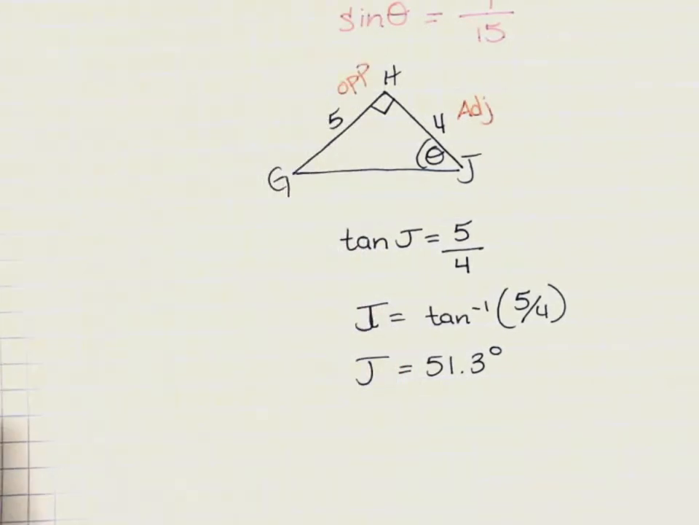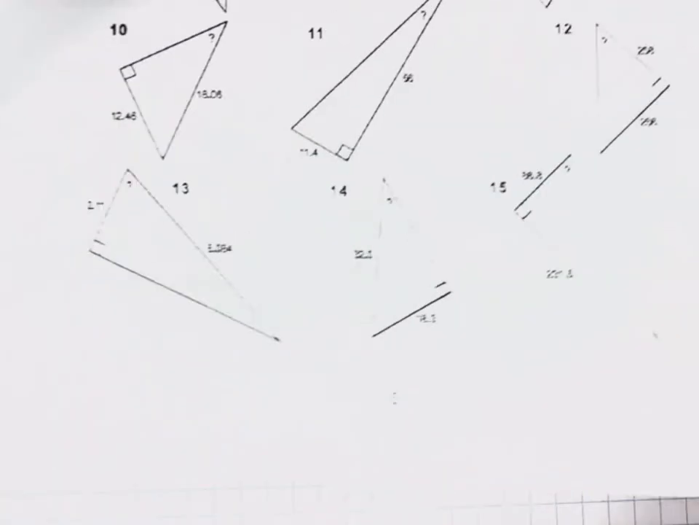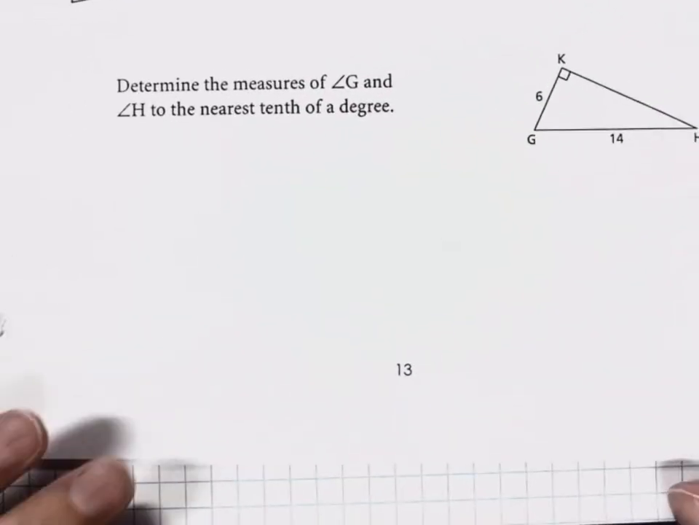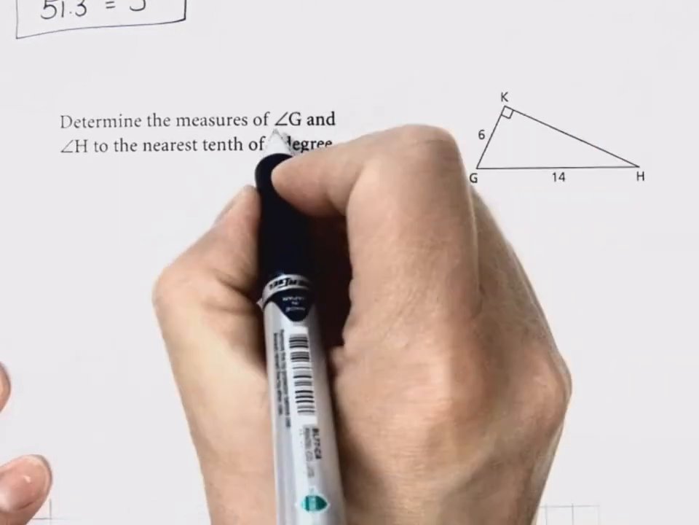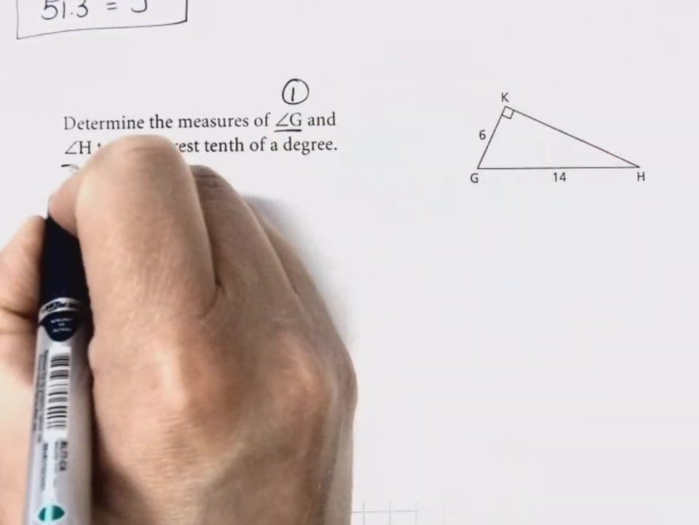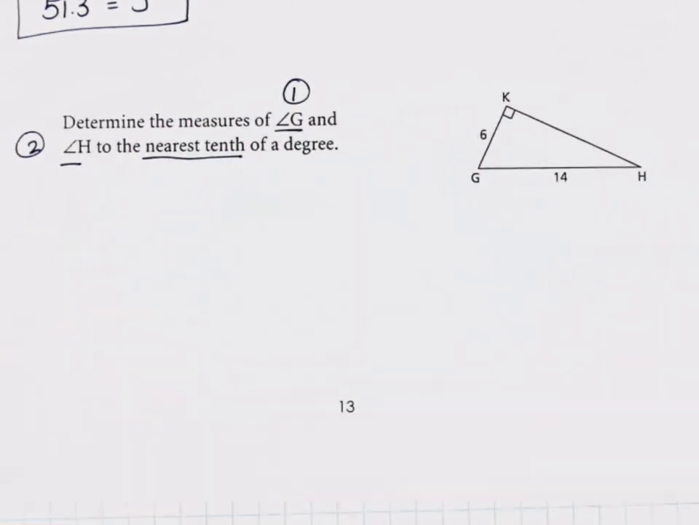Okay, you guys good? All right. Let's do the next one. Oh, we only have 2 examples here. Do you guys want to try G on your own? Okay, try G on your own. You're going to find angle G first, and then H second, and we're rounding to the nearest tenth. And I'm going to pause my screen because I'm going to do the math with you, but I'm not going to show it to you.